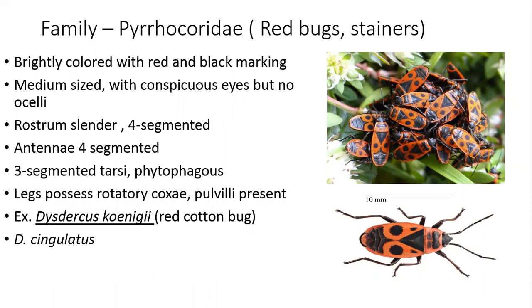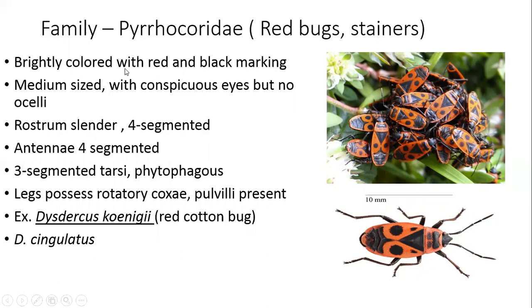Pyrrhocoridae is an important family, and important pests are included in this family. Red cotton bugs, red bugs and stainers are present in this family. This is a large number of red cotton bugs present on a plant. They suck or feed on the plant sap.